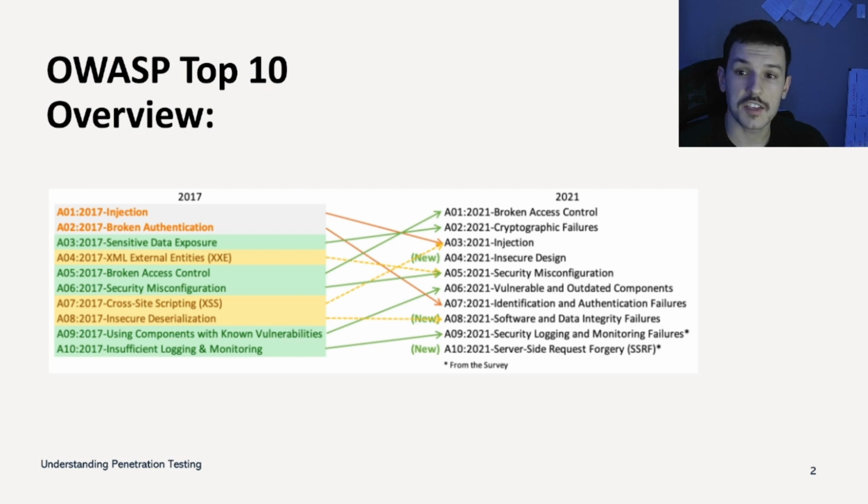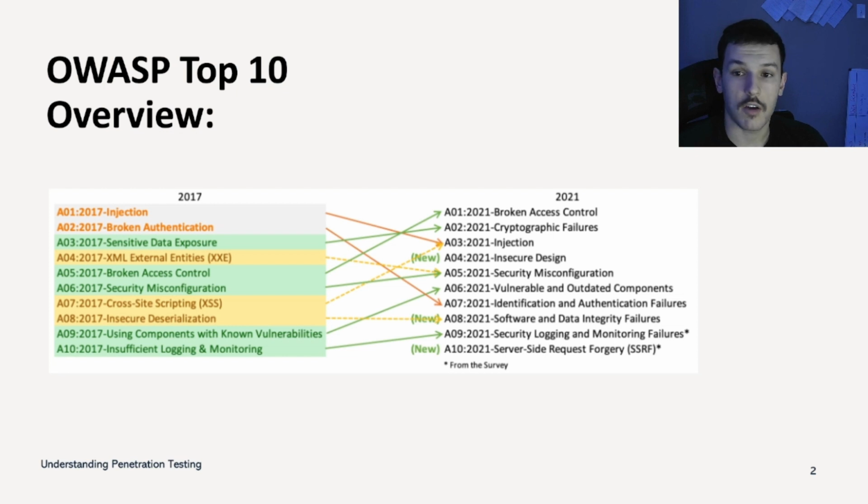Now, identification and authentication failures. This is weaknesses in user identity verification processes. An example attack would be where attackers use a list of previously breached usernames and passwords to gain unauthorized access to user accounts. This is also known as credential stuffing.